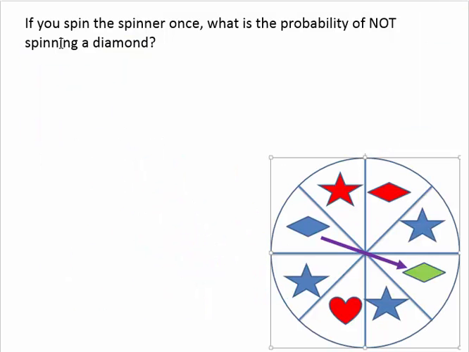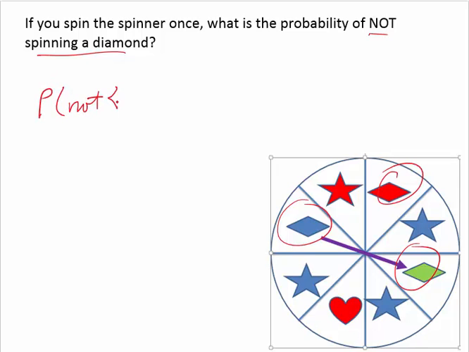Well, one more example on that. If you spin the spinner once, what's the probability of not spinning a diamond? Well, common sense shows us there are 3 diamonds here, which means 5 of them are not diamonds, so the probability of it not being a diamond is 5 out of 8.